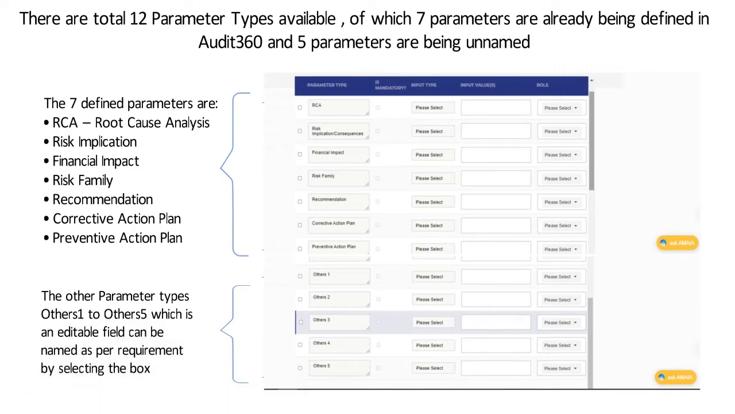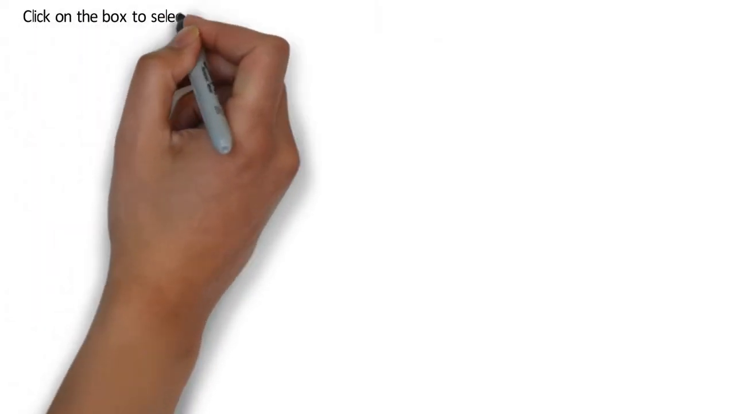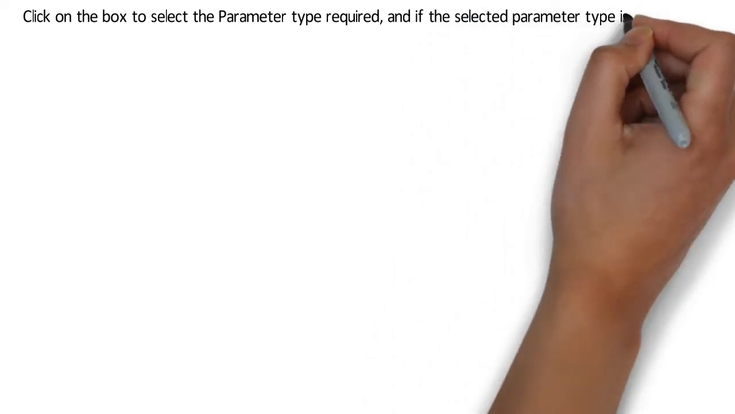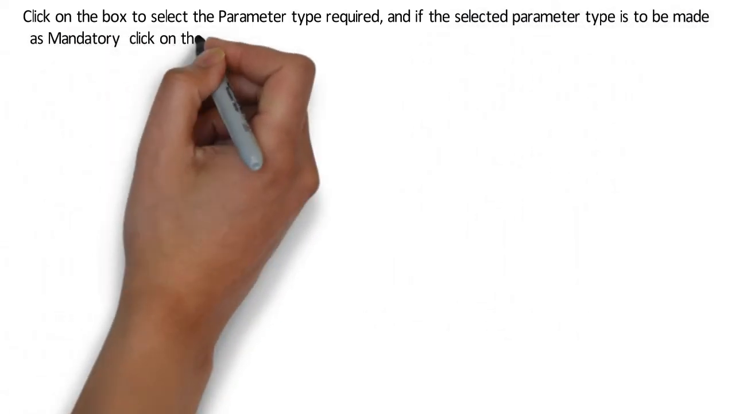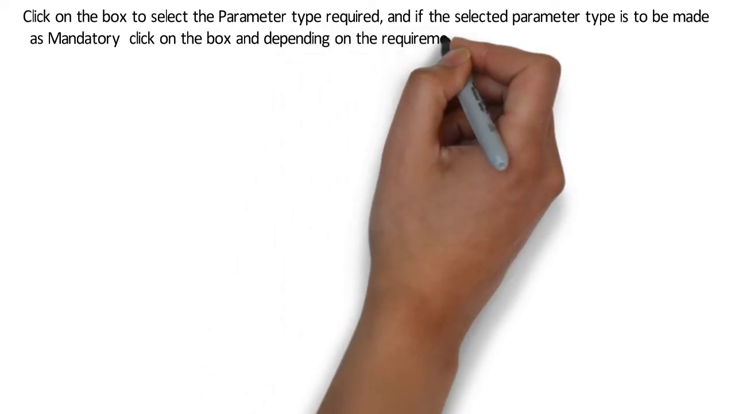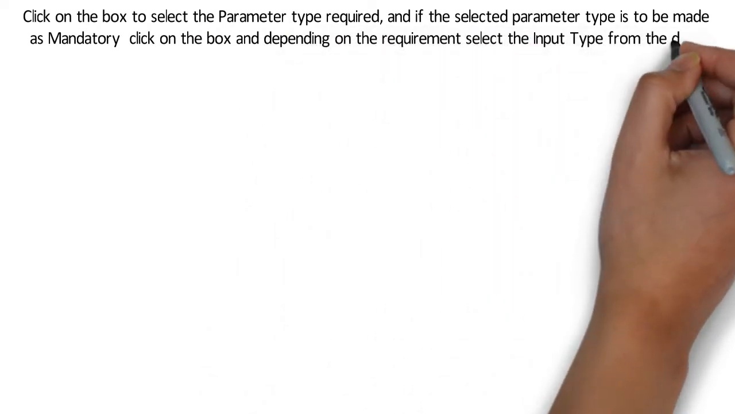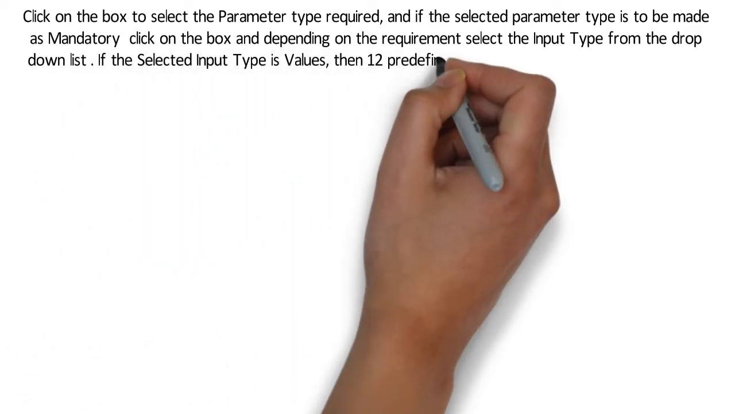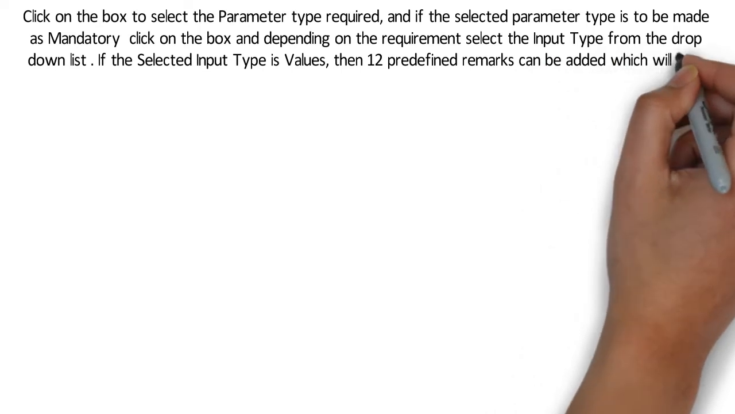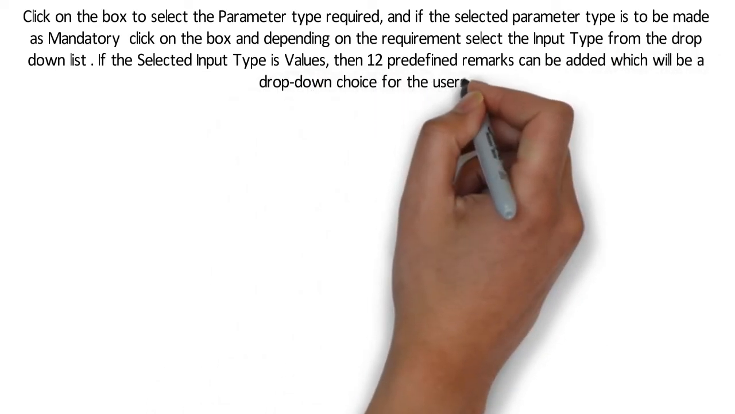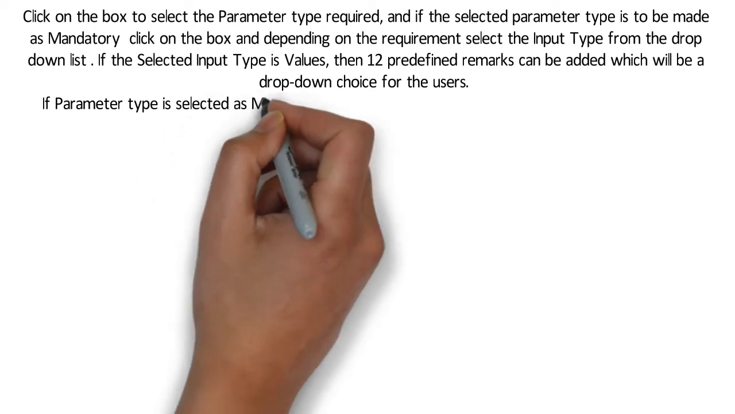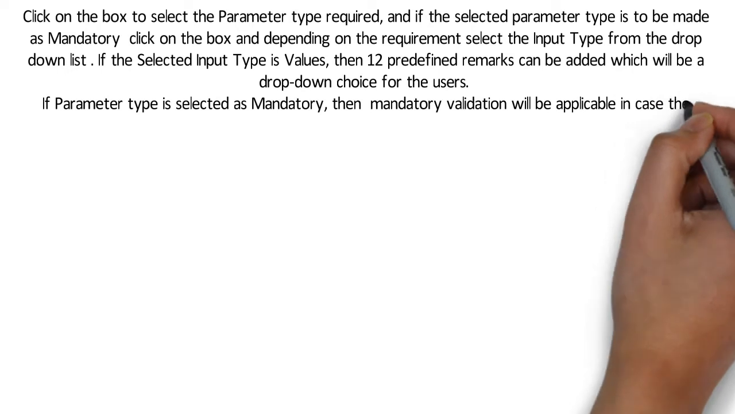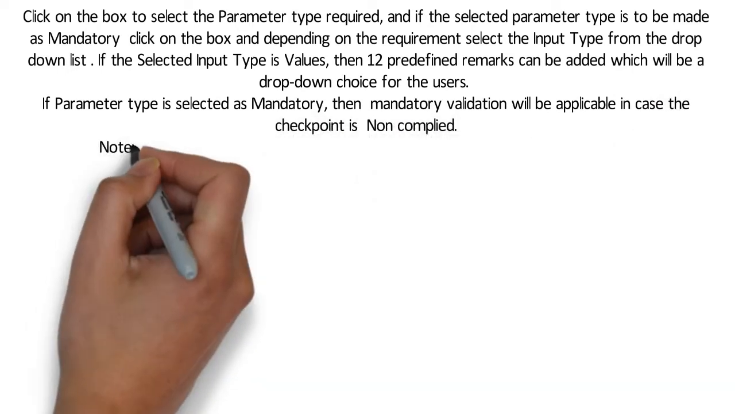by selecting the box. Click on the box to select the parameter type required, and if the selected parameter type is to be made mandatory, click on the box and, depending on the requirement, select the input type from the drop-down list. If the selected input type is values, then 12 predefined remarks can be added, which will be a drop-down choice for the users. If the parameter type is selected as mandatory, then mandatory validation will be applicable in case the checkpoint is non-complied.